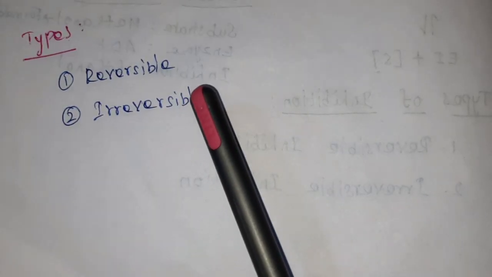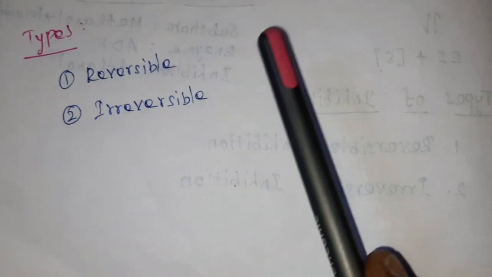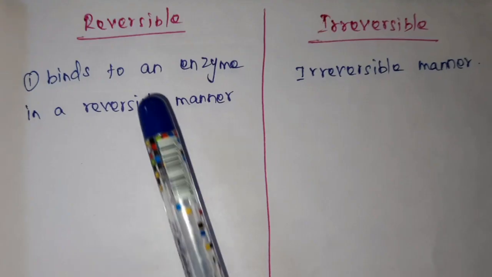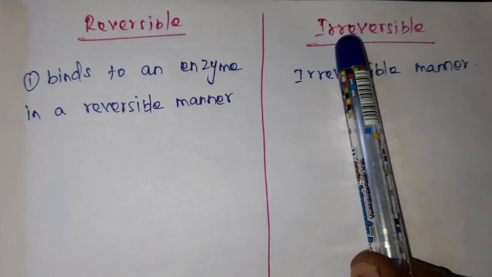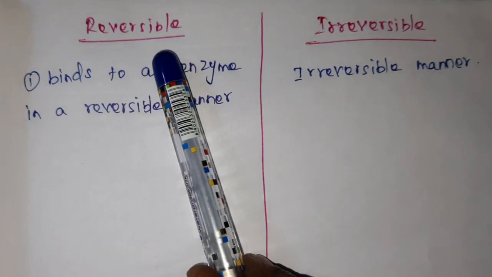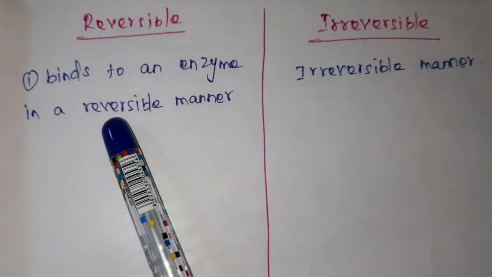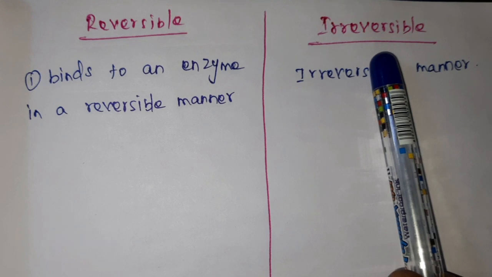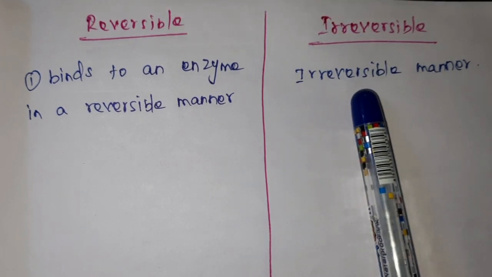Next, we will see the types of enzyme inhibition. There are two types: one is reversible enzyme inhibition and the other is irreversible enzyme inhibition. Next, we will see the difference between reversible inhibition and irreversible inhibition. In a reversible inhibition reaction, the inhibitor binds to the enzyme in a reversible manner. In an irreversible reaction, the inhibitor binds with the enzyme in an irreversible manner.